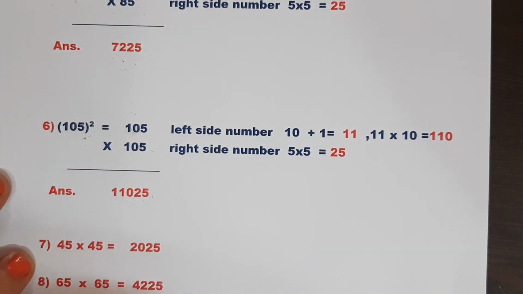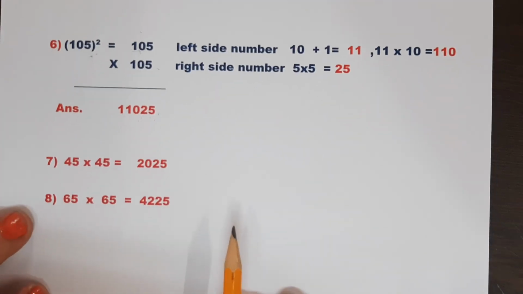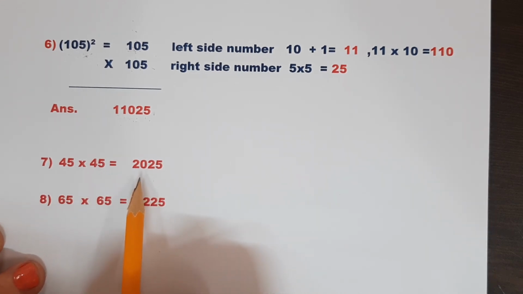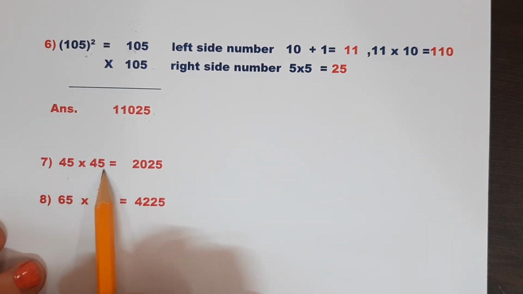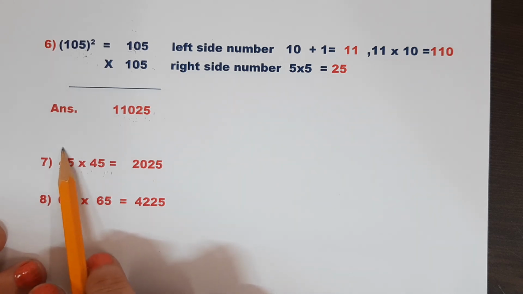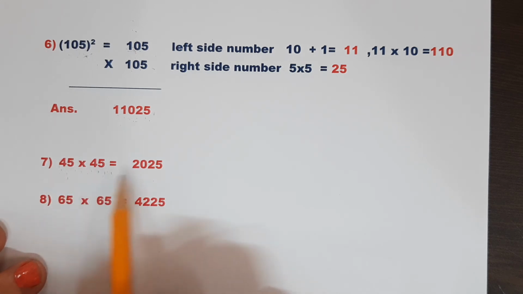Okay. Now you have to practice, and you will very easily and smartly get the multiplication of figures whose end is 5. Now we will do it orally, mentally. Okay, now try it. 45 multiplied by 45. The end figure is 5. You have to add 1 to the left hand side number. 4 plus 1 is 5. 5 multiplied by 4 is 20.